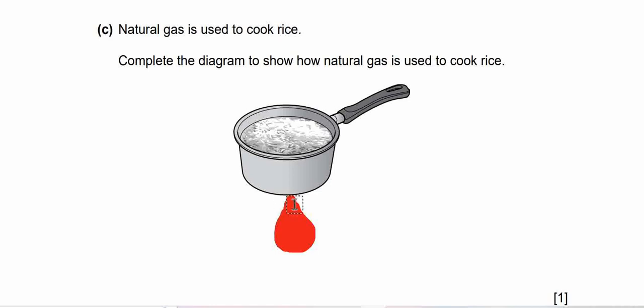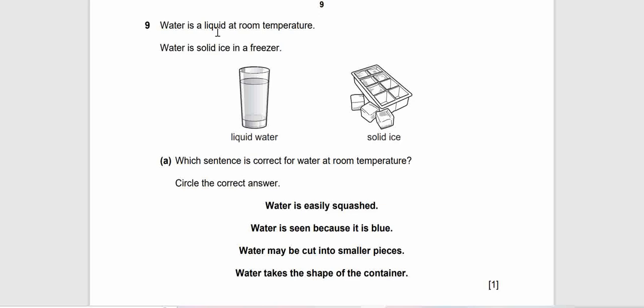All right, next. Okay, we are in question 9. Water is liquid at room temperature. Water is solid ice in a freezer. A, which sentence is correct for water at room temperature? Circle the correct answer. Water is easily squashed. Water is seen because it is blue. Water may be cut into smaller pieces. Water takes the shape of its container. So circle the correct answer.